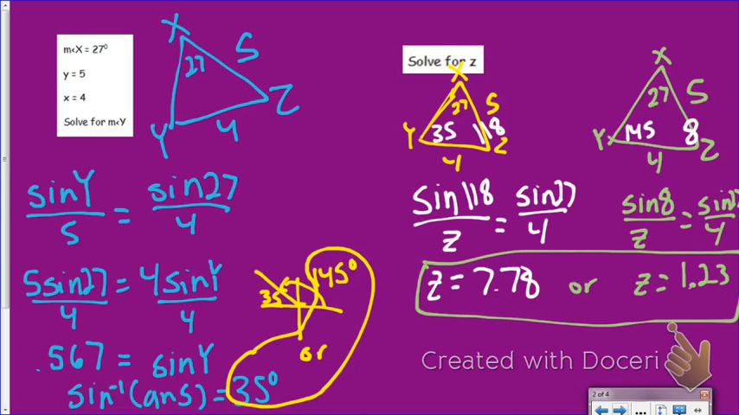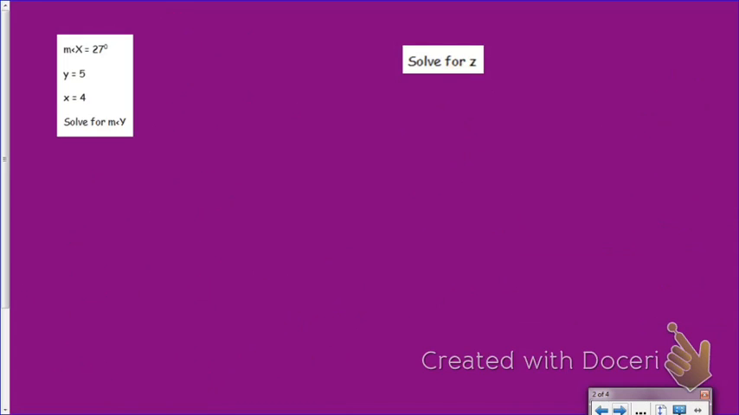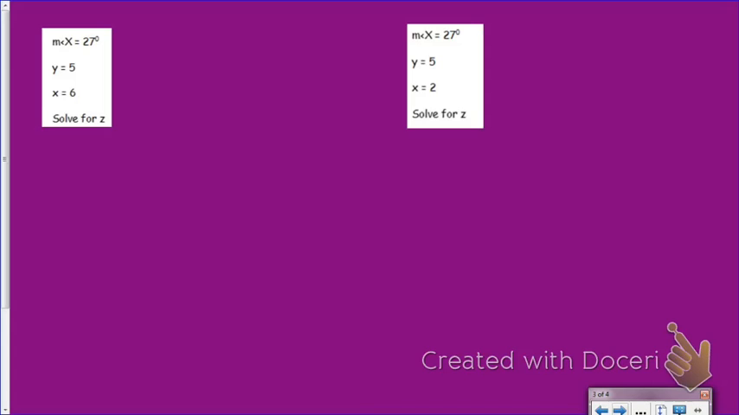Now, there actually are two more cases that we'll need to look at that could occur when I use the law of sines in the ambiguous case. Alright, and those are, let's start with the triangle on the left. So I'm going to redraw this triangle here, and this is going to be xyz again. Y is still 5, angle x is still 27, but this time side x is 6. So I'm going to set up my law of sines.